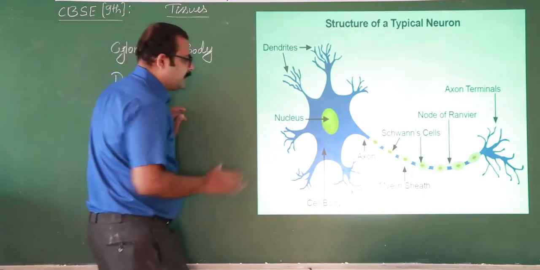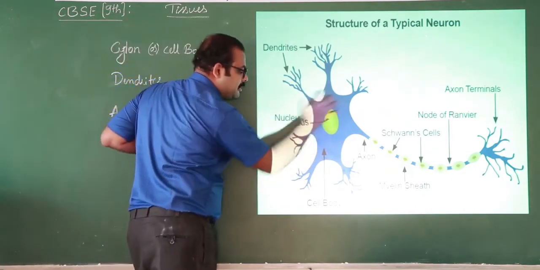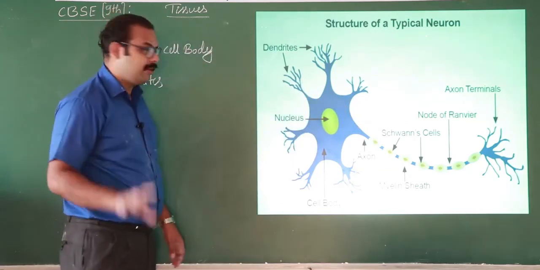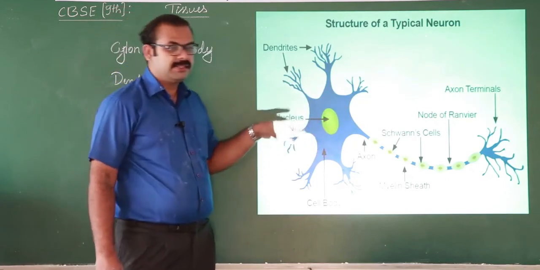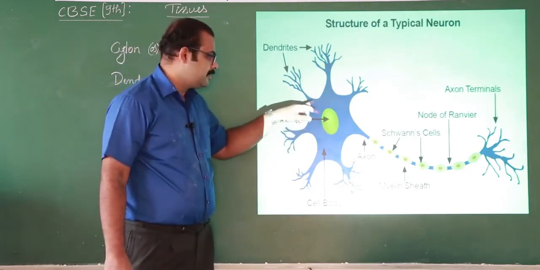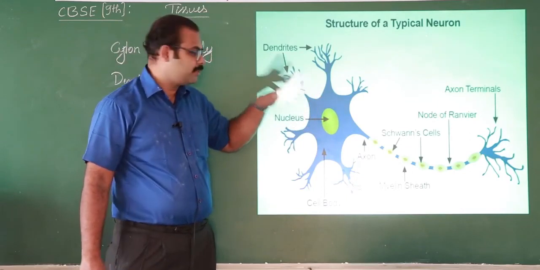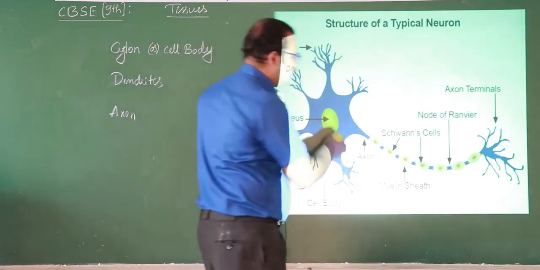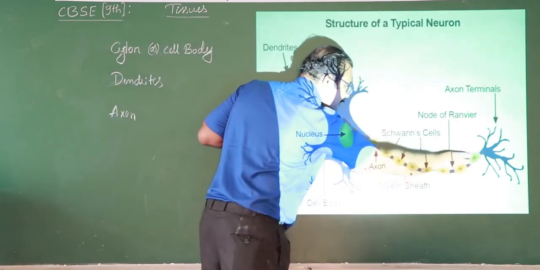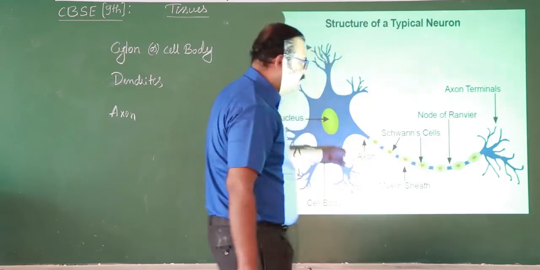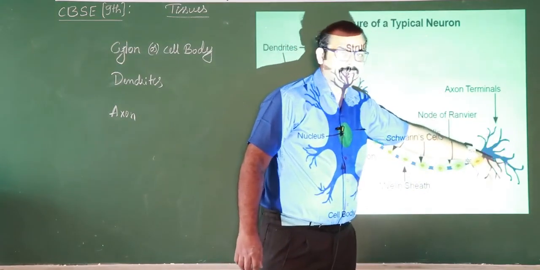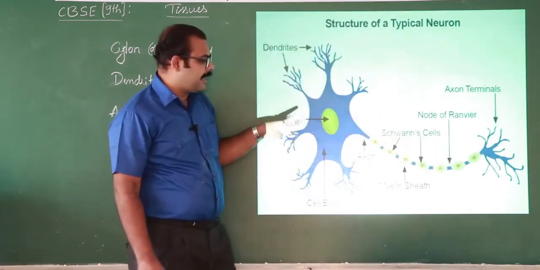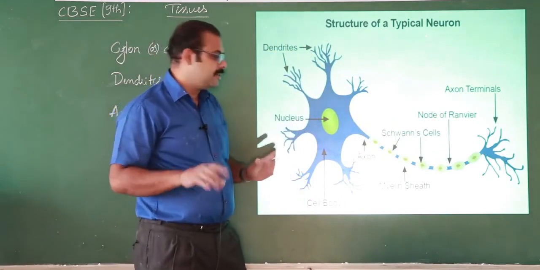If you look here, the large portion is the cell body, also called the cyton. In the cyton you can find a large central nucleus, and the cyton possesses some finger-like projections. These are called dendrites. The cyton extends and forms a long filament called the axon. The axon has nerve endings. These are called nerve endings. These dendrites and axon are interconnected with another nerve cell.